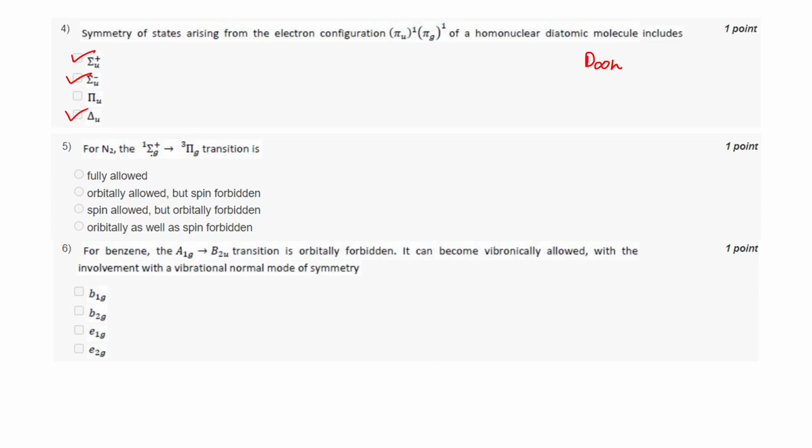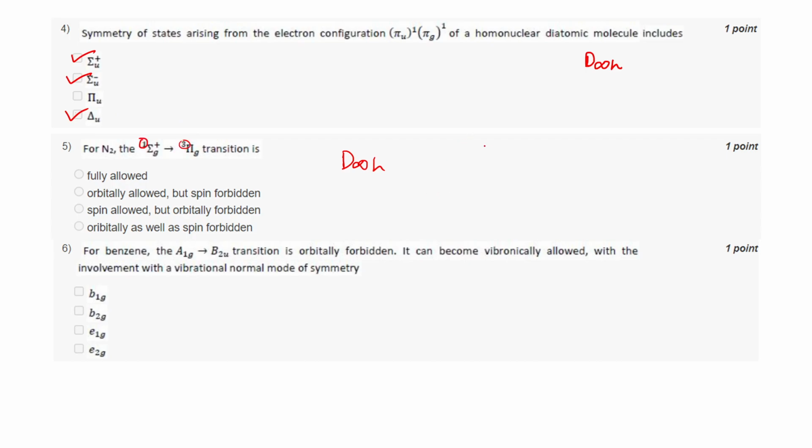Now next question, for nitrogen, a similar homonuclear diatomic molecule. D sigma H again. The transition from 1 sigma g plus to 3 pi g. So your sigma g plus is already, see, it is spin forbidden. From here we can see, so the answer is anyway going to be spin forbidden.